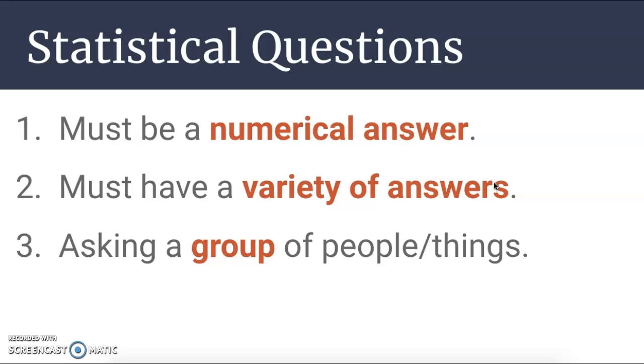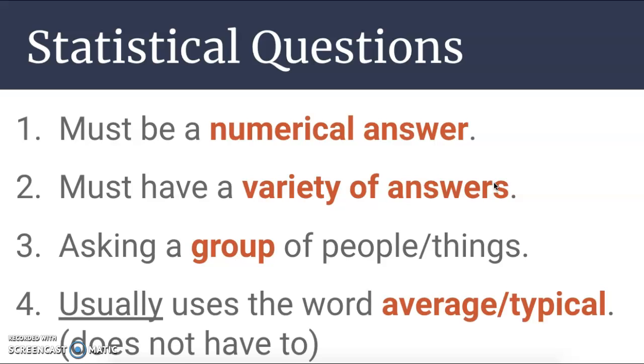And then there's one more that we want you to know. This is just a helpful hint that these questions that are statistical usually use the word average or typical, but it does not necessarily have to. So if you see the word average or typical in a question, that's a good hint that it is a statistical question, but it doesn't have to be there.